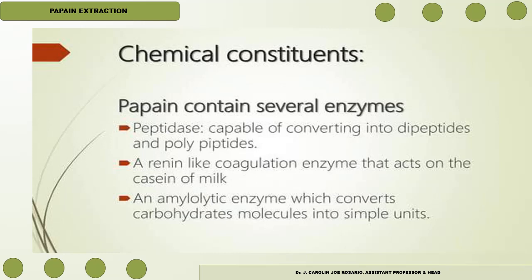The chemical constituents. Papain contains several enzymes: a peptidase capable of converting proteins into dipeptides and polypeptides, a renin-like coagulation enzyme that acts on the casein of milk, and an amylolytic enzyme which converts carbohydrate molecules into simple units. These are the chemical constituents present in the papain extraction.